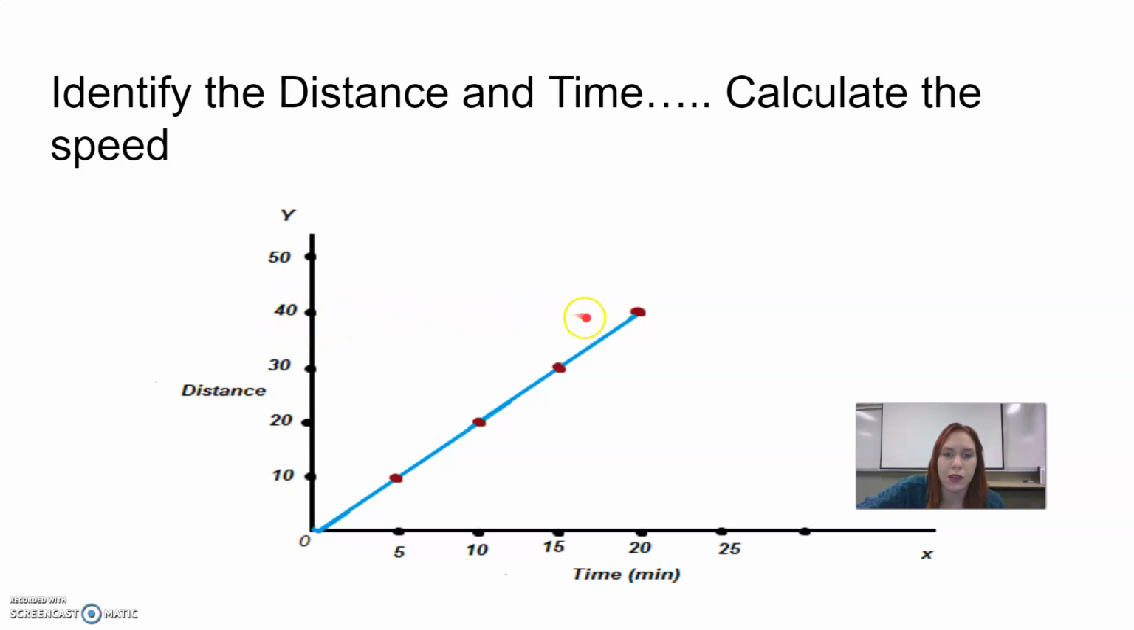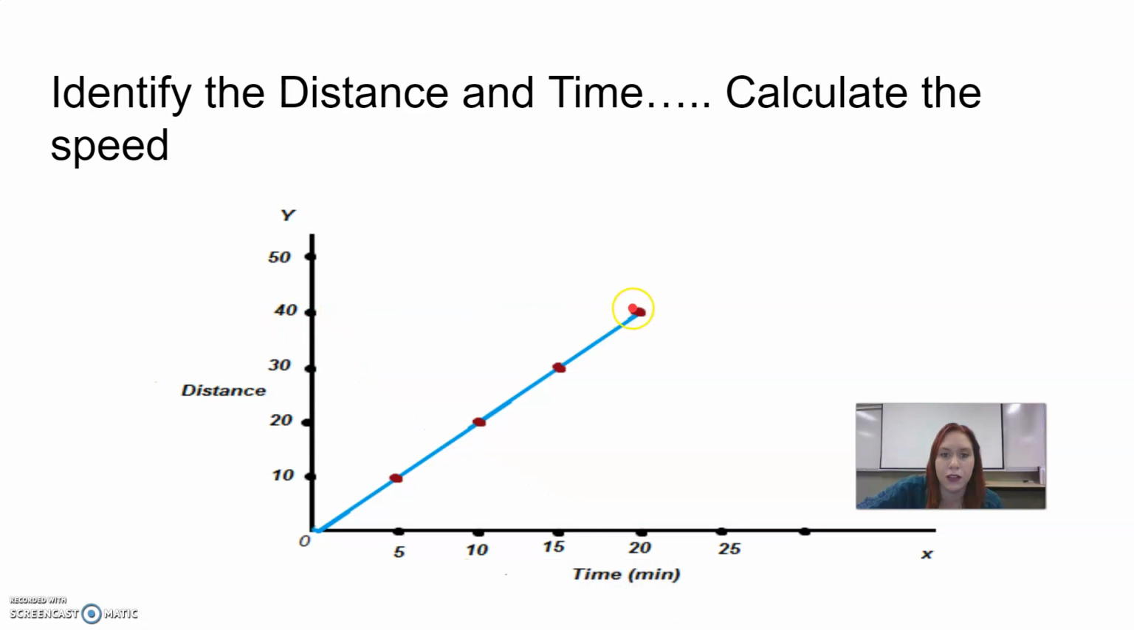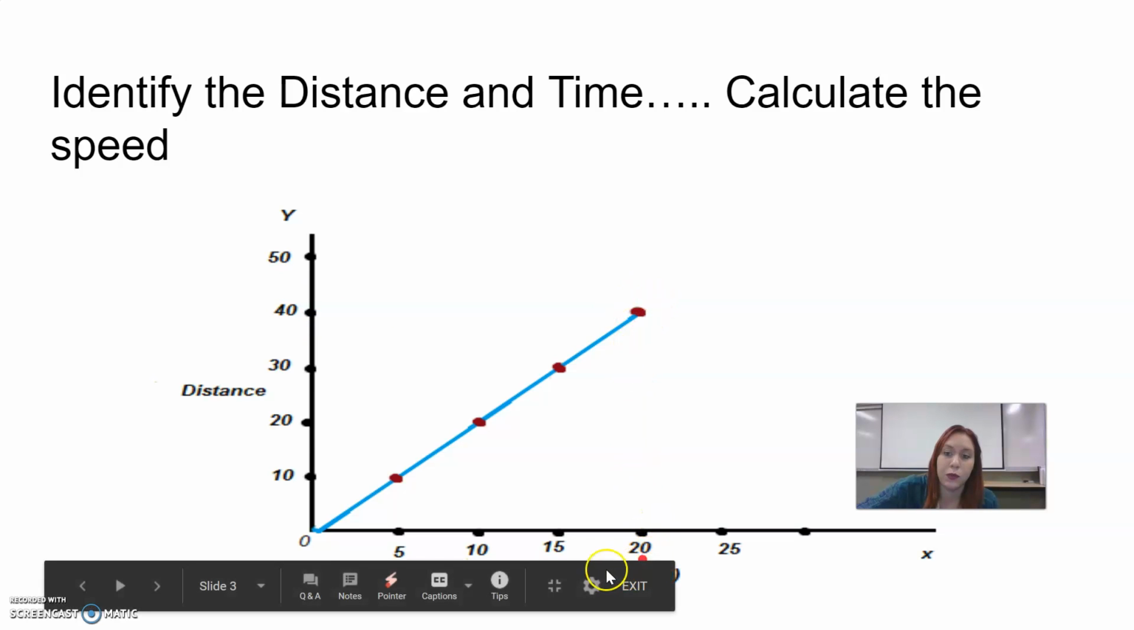But we need our time also. To calculate speed, we need our time. So you put your cursor on the point, and then you're going to roll down to see the time. And so our time is 20. We know that our distance is 40 because if we put our cursor on the point and slide to the left, we'll land on 40. So our distance is 40 and our time is 20.